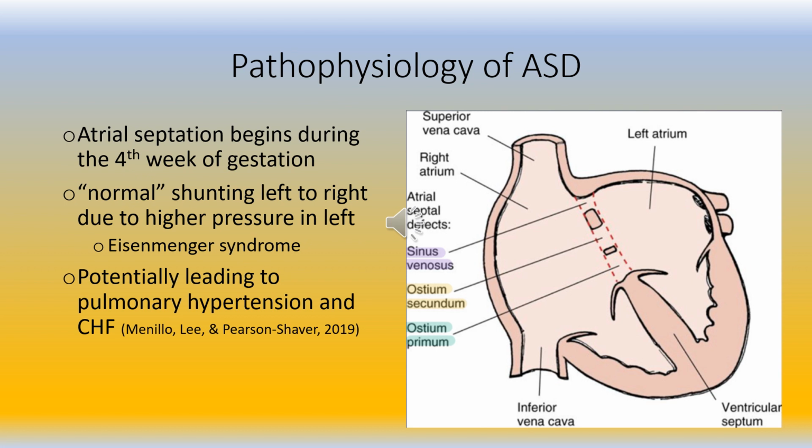We see atrial septum development in the 4th week of gestation. Normal shunting is left to right due to the higher pressure on the left side of the heart. When we see right to left sided shunting, that's referred to as Eisenmenger syndrome, and that's due to the left side of the heart failing because of the overcompensation. And then that leads to pulmonary hypertension and congestive heart failure.